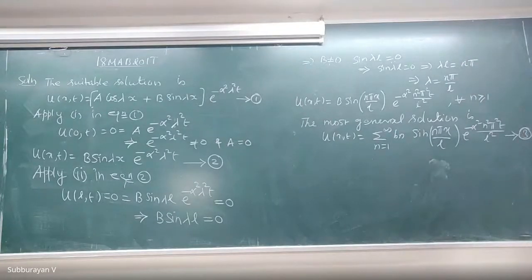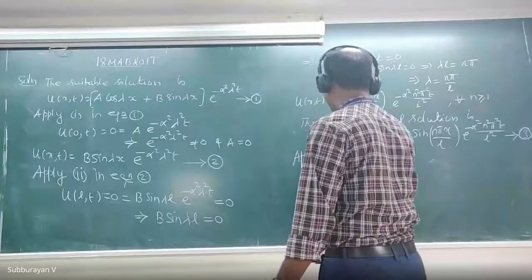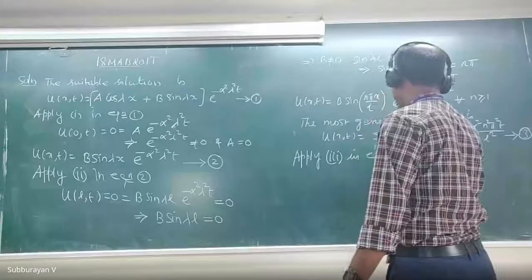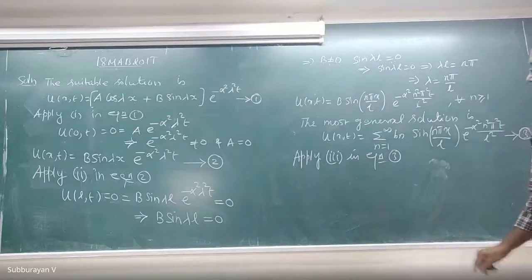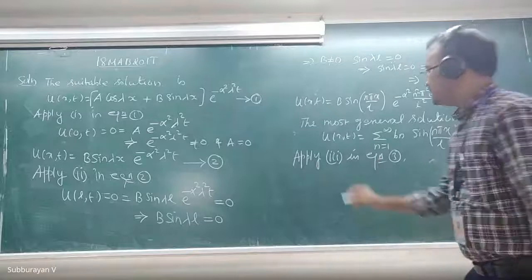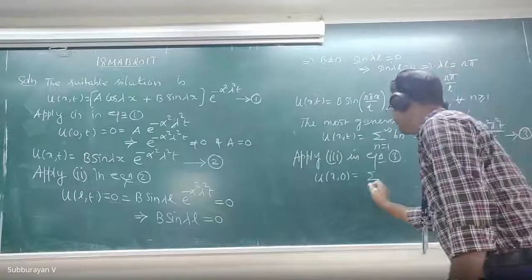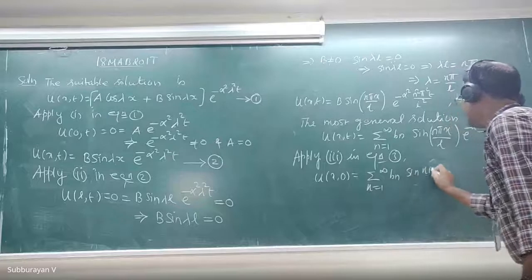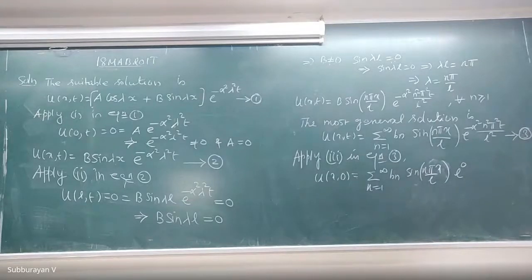Okay, fine. Now apply condition 3 in equation number 3. Then what will you get? That is u of x comma 0, which is equal to summation n equal to 1 to infinity, bn into sin n pi x divided by L into e raised to 0. But e raised to 0 is 1.